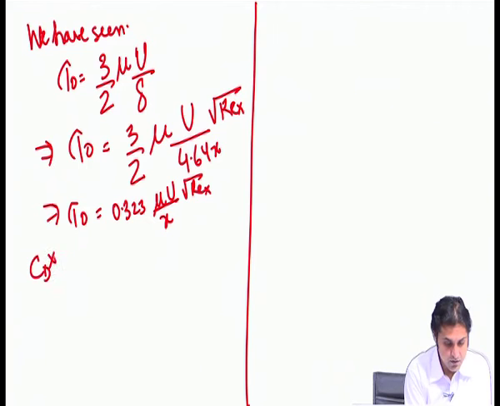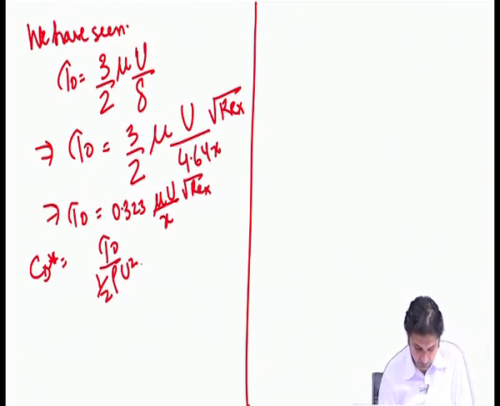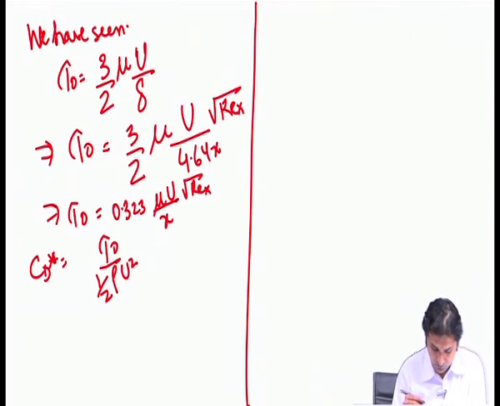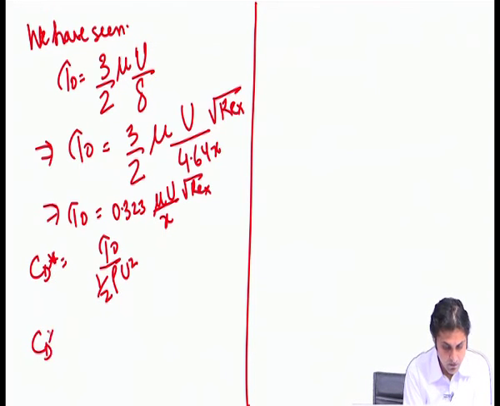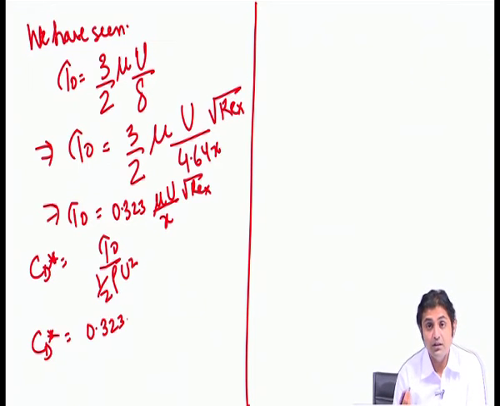Now what is the local coefficient of drag? Tau naught by half rho U square, correct. So C_D star is tau naught over that, with 0.323. Basically this is a derivation of steps for some results which I showed you directly. I basically skipped it so that we could solve it as a question.